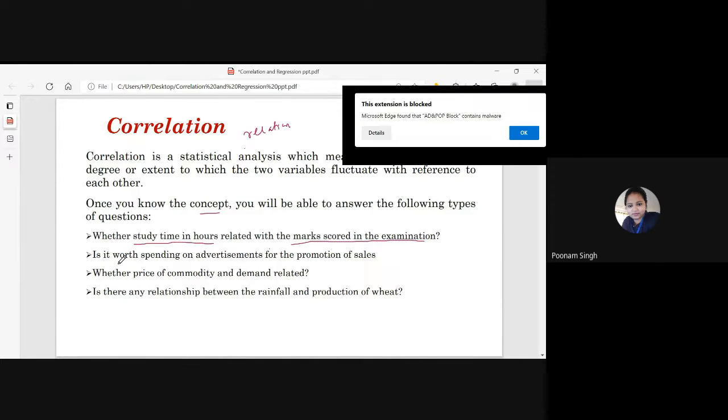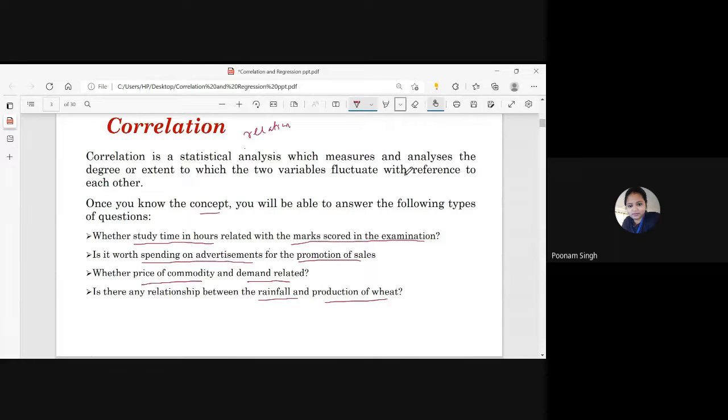The next one: is it worth spending on advertisement for promotion of sales? Promotion of sales and spending on advertisement, how are they related? Whether price of commodity and demand are related, and how. Is there any relationship between rainfall and production of wheat? Such types of questions are answered by using the correlation concept. So let's see how these questions are answered.